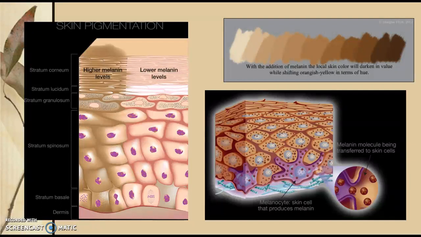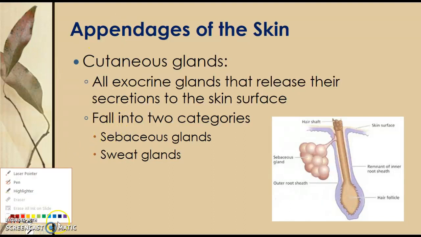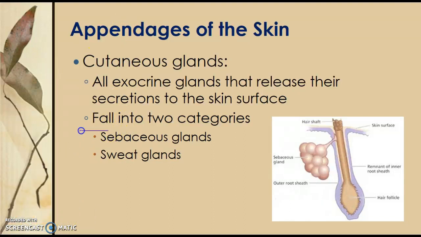We just finished up with skin tone and we're going to move on to the appendages of the skin. So when we look at the appendages of the skin, we call them cutaneous glands, and they're going to be exocrine glands that release their secretions onto the skin surface. And they're going to fall into two categories. They're going to fall into what we either call sebaceous glands or sweat glands.